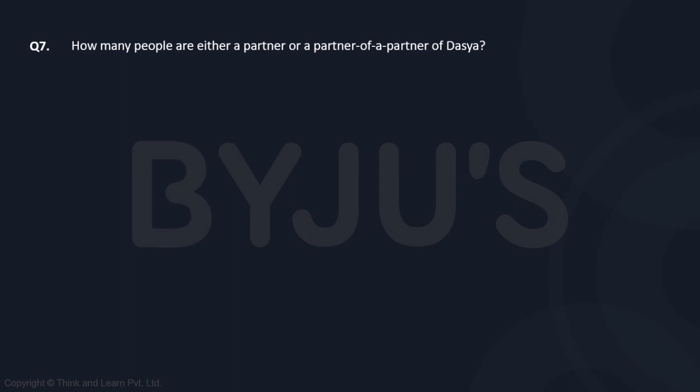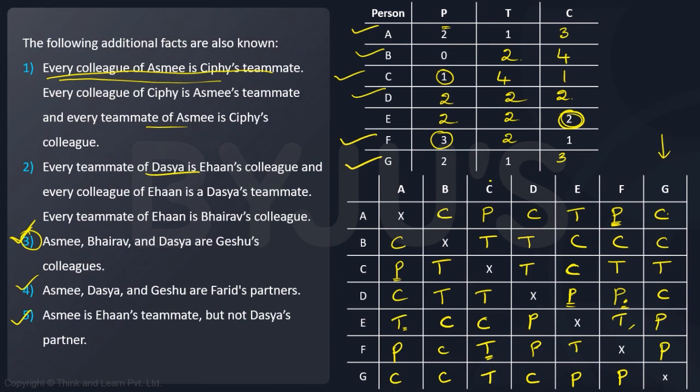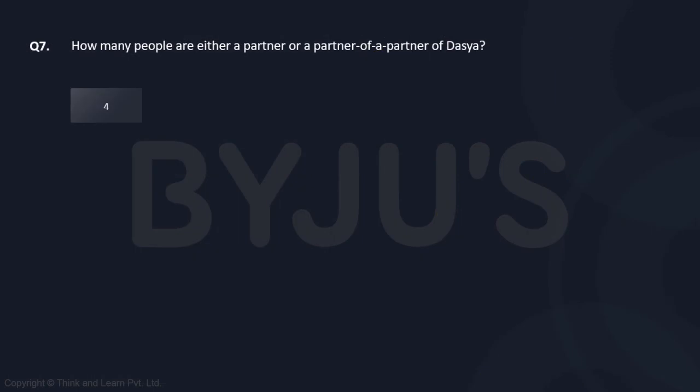How many people are either a partner or a partner of a partner of Dasya? Interesting. So first let's look at Dasya's partners. E and F. These are partners. Now partners of E and F also have to count. E's partners are D, but D should not be counted because I'm counting for Dasya, and G. F's partners are A, D I will not count again, and G is already counted. So there are 4 tick marks: 1, 2, 3, and 4. So there are 2 direct partners and 2 partners of partners. So totally there are 4. So that's your answer.